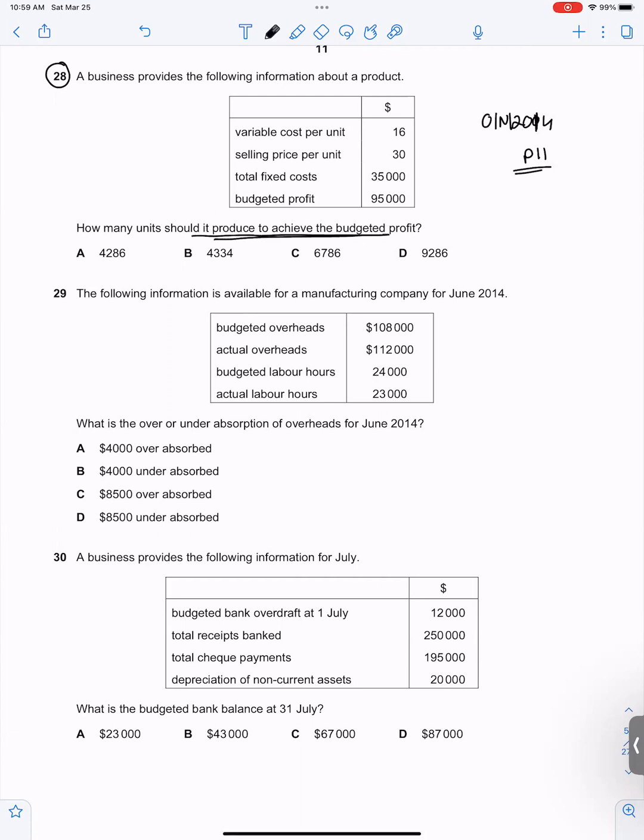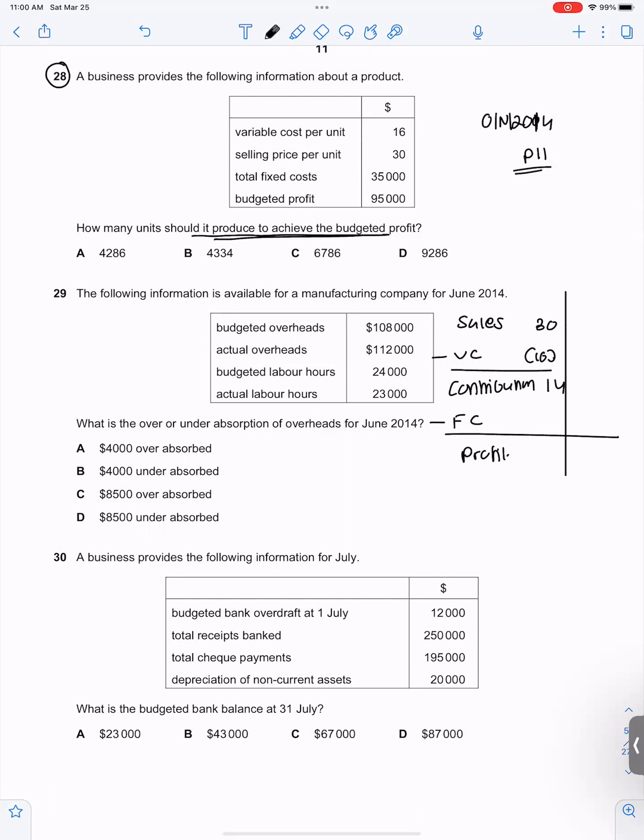Okay. So you have sales minus variable costs. You're going to get contribution. What is contribution? Tell me. 30 minus 16, 14. The contribution is 14. Contribution minus fixed cost is profit. What is the fixed cost? 35,000. So you get profit 95,000. This is your budgeted profit.